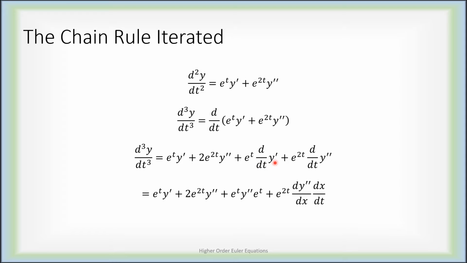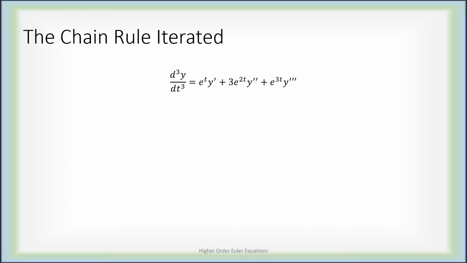So what's d by dt of y prime? It would be dy prime dx, which is simply y double prime, times dx dt, and that's e to the t. Similarly, applying the chain rule to d by dt of y double prime, we get dy double prime dx, dx dt, which is just y triple prime times another e to the t, transforming this into e to the 3t. These two terms here both have shared factors of y double prime e to the 2t, once you express e to the t times e to the t as e to the 2t. So altogether we have 3 e to the 2t y double prime. So here is our expression for d cubed y dt cubed.